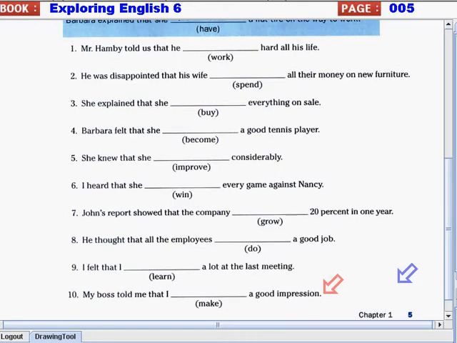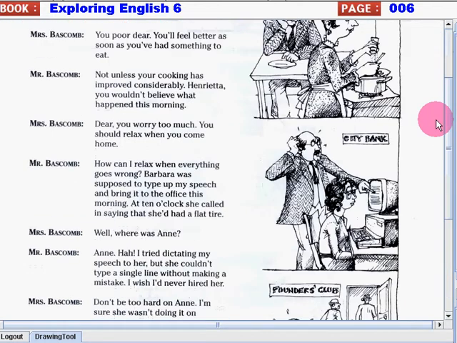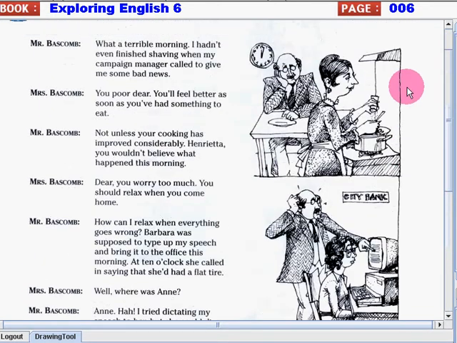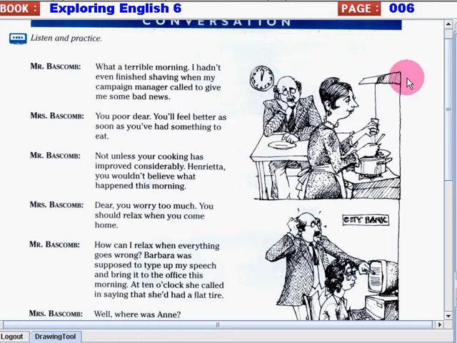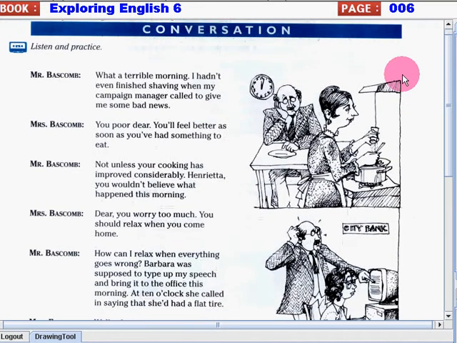Now I want you to answer the following on your own, okay? You can pause this video for a while, then copy the sentences. Complete the following by writing, or thinking about, the right past perfect tense for each verb, okay? Now let's go on to the next page, and we have a conversation here between Mr. and Mrs. Bascom. Let's start.